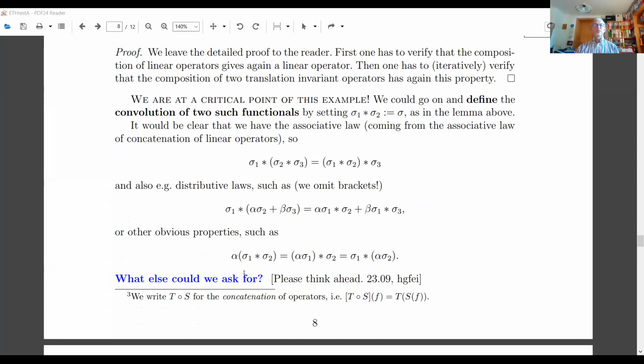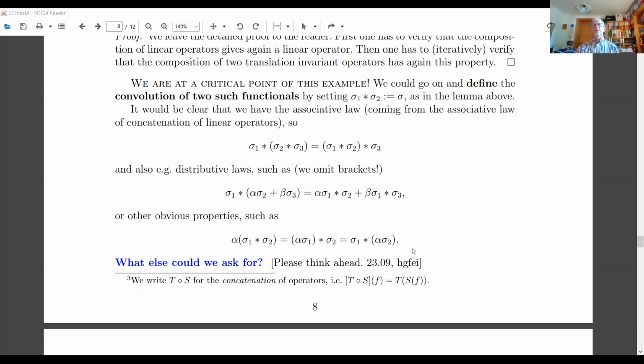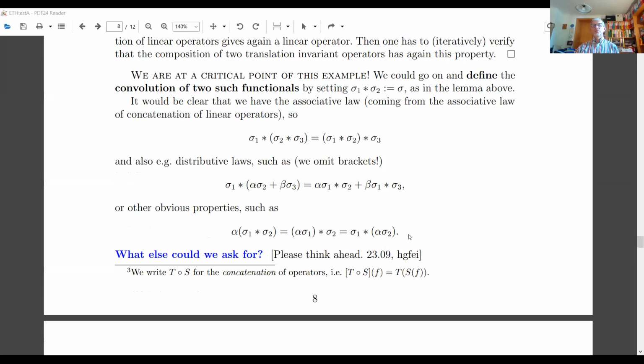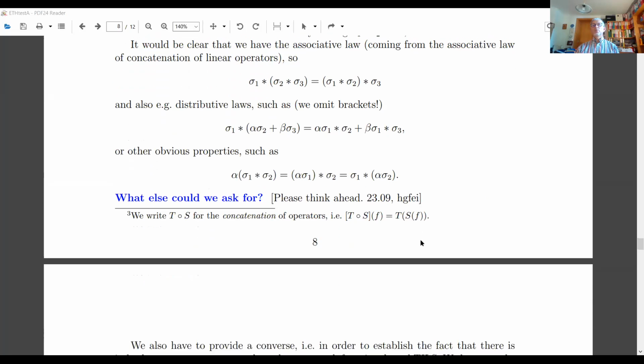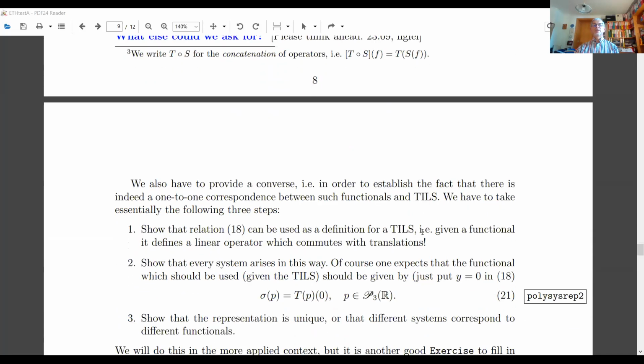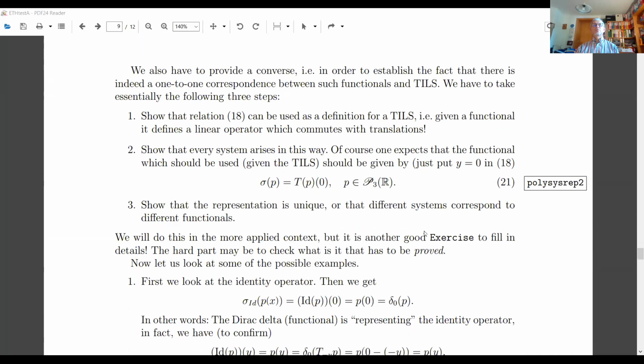But then, of course, the question is, what else could you ask for? And I was putting this online a little bit earlier. Maybe you have found yourself asking, what about commutativity? And convolution, as it is defined, usually is obviously commutative, but in this case, this is not coming for free. So it might be that we have a problem with the order in this commutation relation.